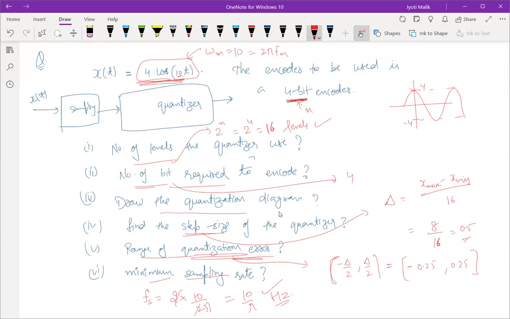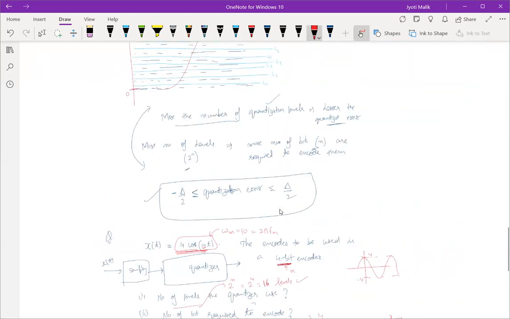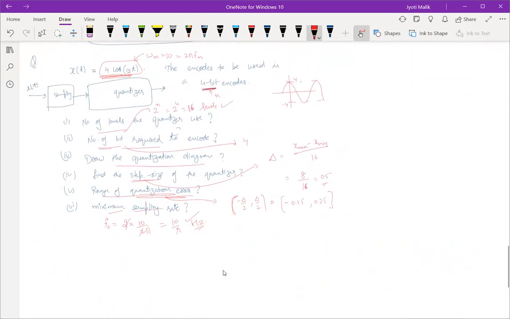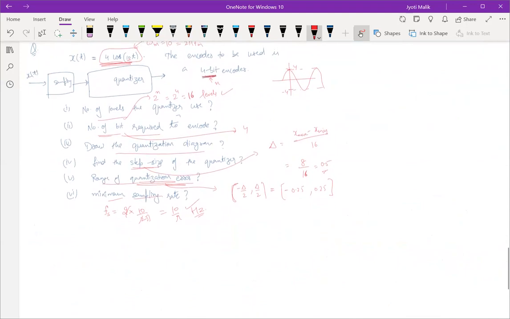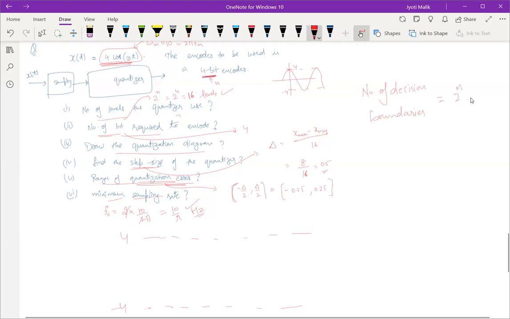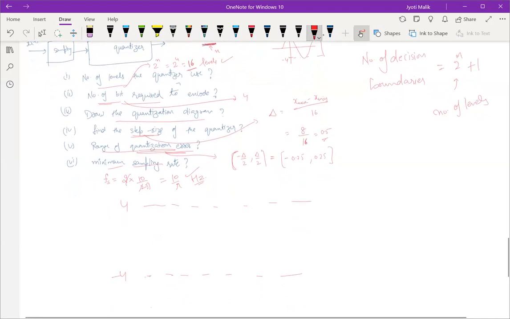Then the quantization diagram, how to draw. See that first. If our range is between -4 to 4, the magnitude ranges from -4 to 4, and always remember the number of decision boundaries will be one more than the number of levels. The number of decision boundaries is 2 power n plus 1, that is, number of levels plus 1. So if we have 16 levels, there will be 17 boundaries.